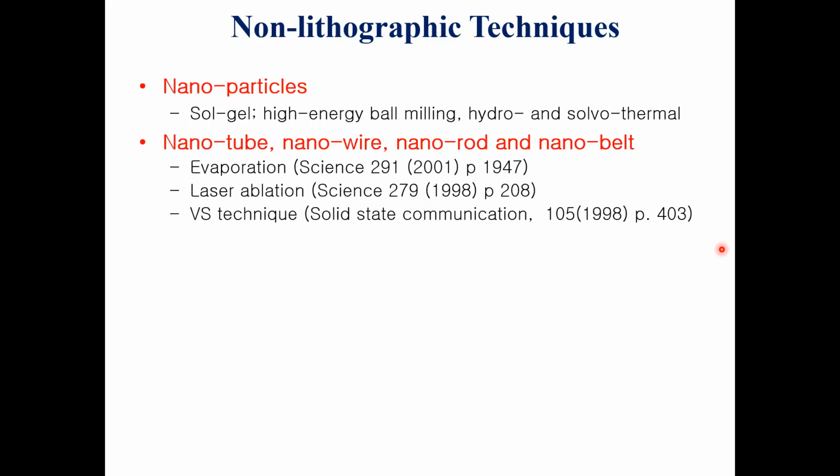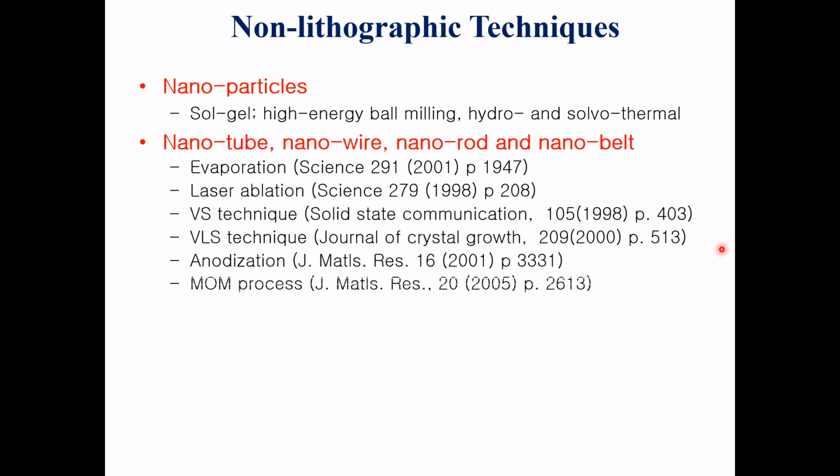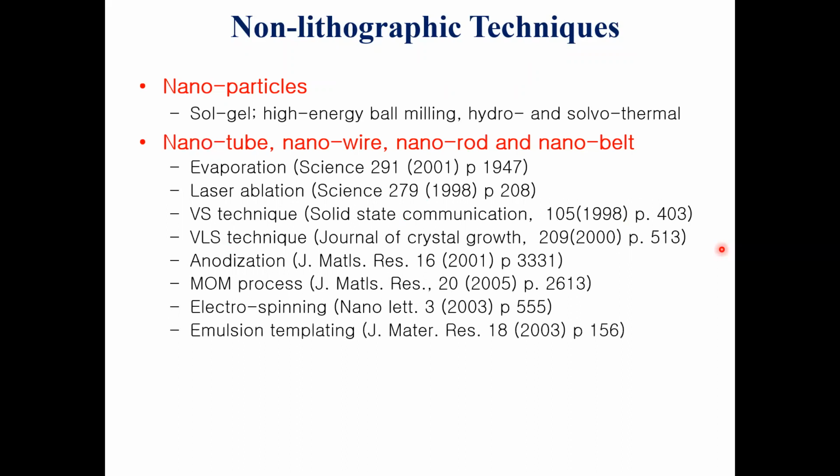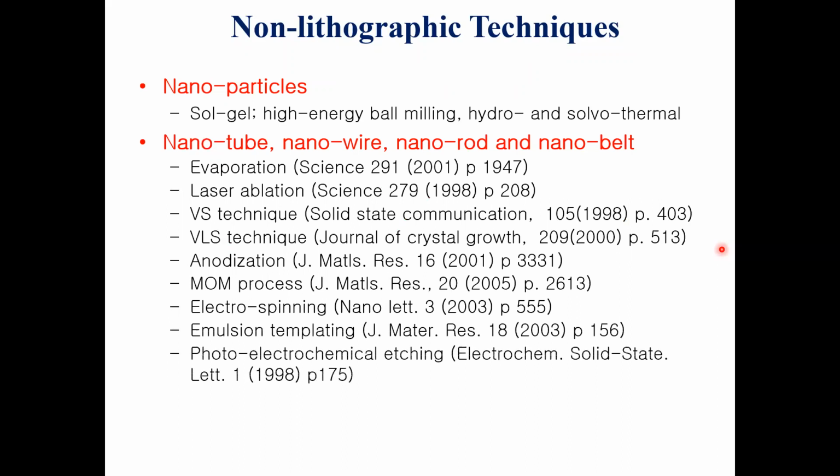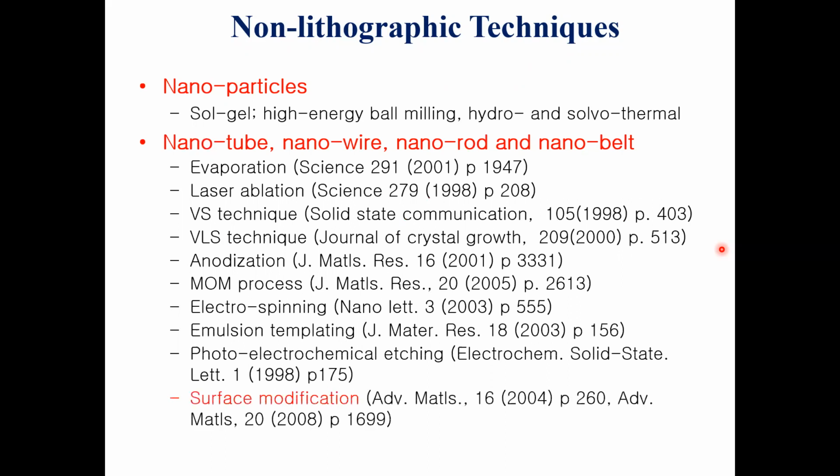So-called VS technique, vapor solid technique, that I'll talk about. VLS, vapor liquid solid technique, that I'll talk about. Anodization, I'll talk about. Metal oxide metal process that I'll talk about. Electrospinning, I'll talk about. Emulsion templating, photoelectrochemical etching that I'll talk about. And there are other surface modification type techniques that I'll talk about. So this is only a partial list of all the techniques that are available that people are using.